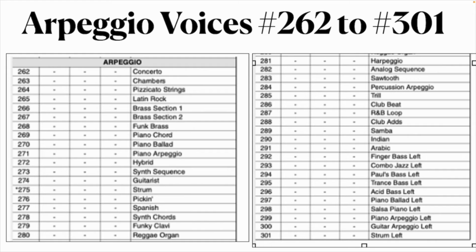Voices number 262 to voice number 301, these all have arpeggio built into them. So, for example, voice 264 is a pizzicato strings, violin strings, but voice number 270 is a piano with arpeggio. And then we get down here, voice number 280 has an organ with arpeggio in it. And then over here, the voice number 300 has a guitar with arpeggio.